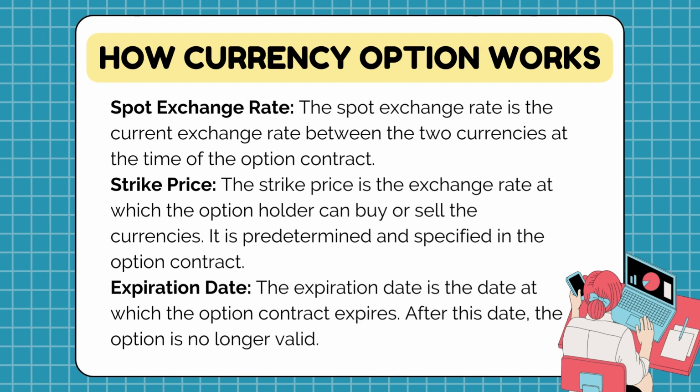The spot exchange rate is the current exchange rate between the two currencies at the time of the option contract. The strike price is the exchange rate at which the option holder can buy or sell the currency. It is predetermined and specified in the option contract. The expiration date is the date at which the option contract expires. After this date, the option is no longer valid.